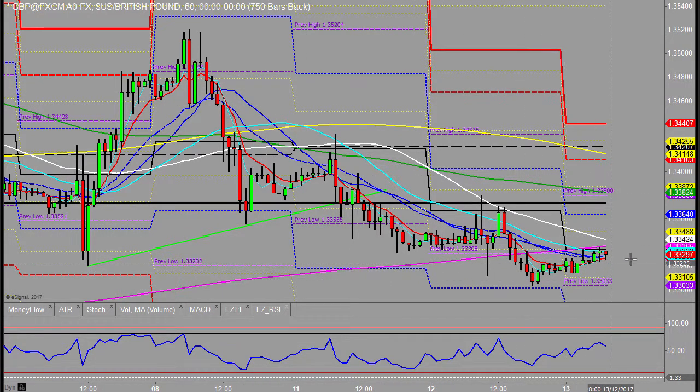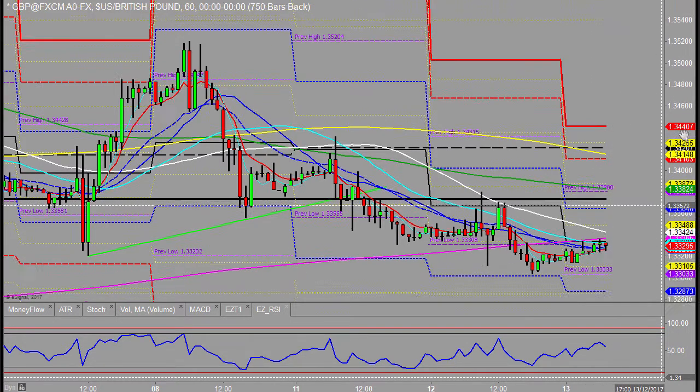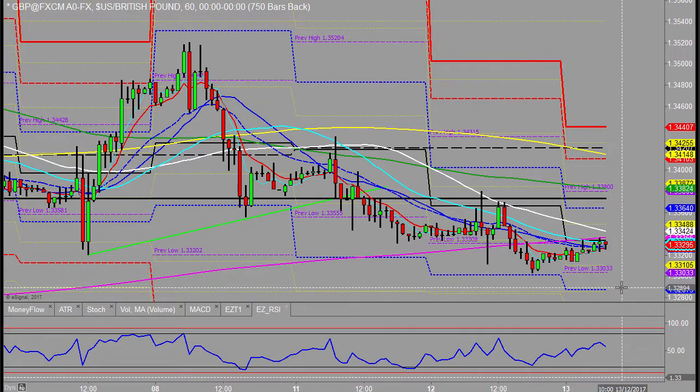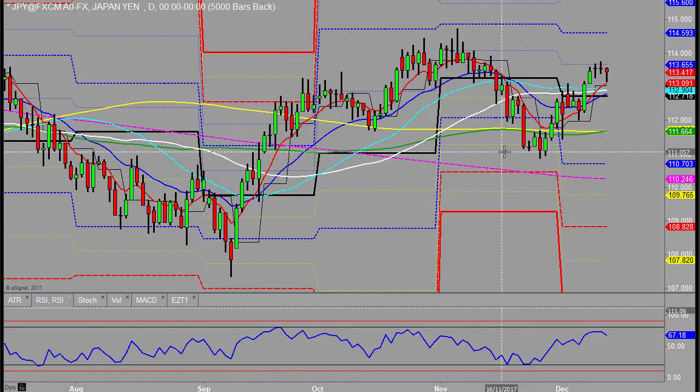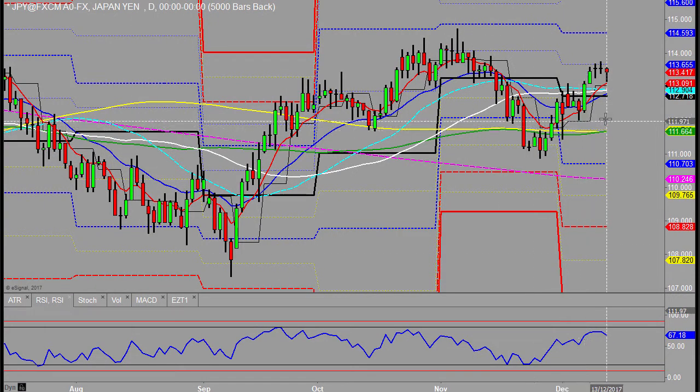So if it does start selling off post 8 o'clock, I will be looking for yesterday's lows, maybe down towards that daily S1 as well. Okay, that's the pound. If it doesn't happen, I won't be in it. Okay, and then the yen.